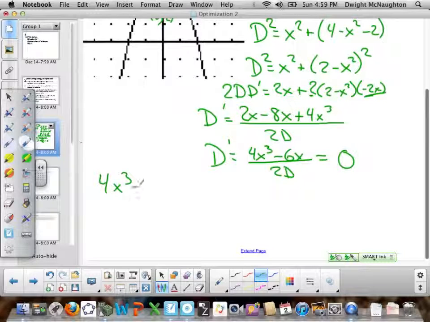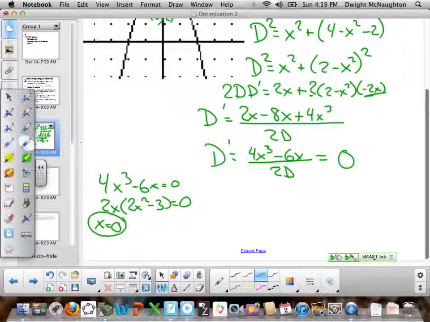4x cubed minus 6x equals 0. We'll factor, we got 2x in common, and we're left with 2x squared minus 3 equals 0. So x equals 0 is a critical number, and x equals the square root of 3/2 is a critical number. I should say plus or minus, because the x value could be anywhere. The distance can't be negative, but the x value could be anywhere.